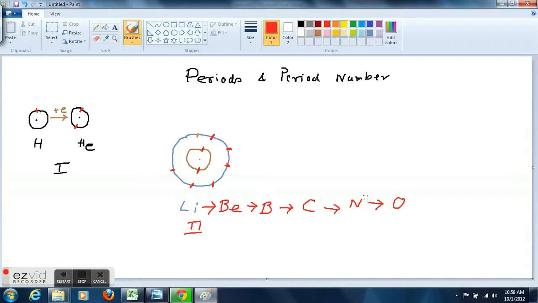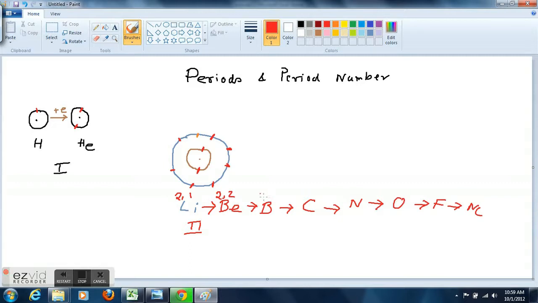Add one more electron, that is 7 electrons, we get fluorine, which is a halogen. And when we add one more electron, that is when you have 8 electrons, we get the last element of this period, which is an inert gas, neon. So that is the entire period 2, from lithium all the way up to neon.